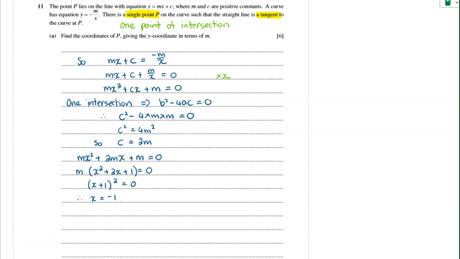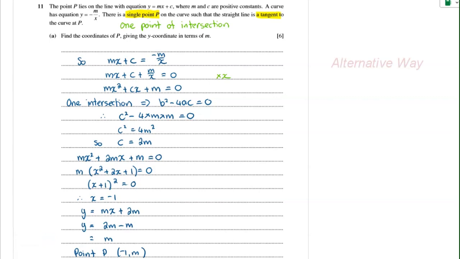We want to find the y, and we can do that by putting it into either equation. We can put it into the straight line, or we can put it into the curve. It doesn't really matter. I'm going to choose the straight line in this case where it was mx plus c, but c of course we know is 2m. Actually the curve is probably easier. And so we get x is negative 1. So let's take the 2m and subtract the m, and we just get 1m. And so our point P is negative 1 and m.